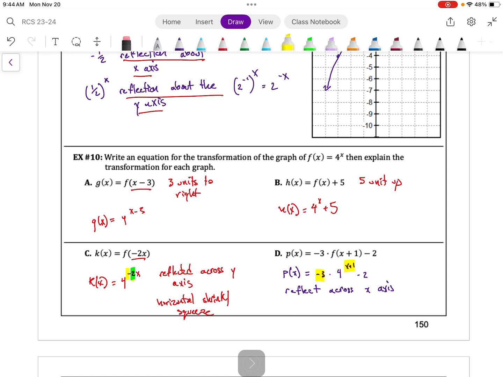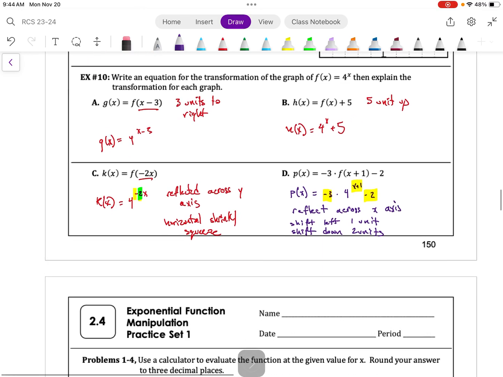This x plus 1 is going to shift left 1 unit. And the minus 2 is going to shift down 2 units. All right, that's it.